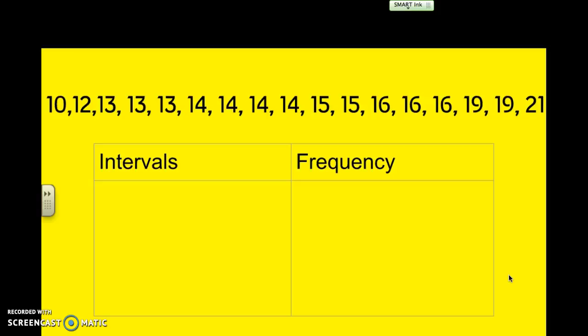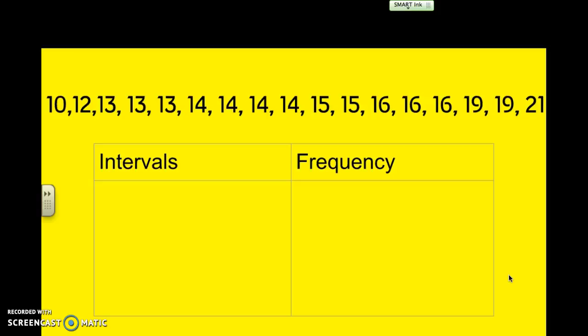Now what you need to do is decide how big your intervals or your bins are. You don't want them too big because then all your data goes into one pile and you can't really tell the difference. And you don't want them too small because then you have a whole lot of those intervals. So you really want something in between. You want to aim for about 6 to 8 intervals usually. So for this one, we're going to aim for about 6, so we're going to do a bin size of 2.